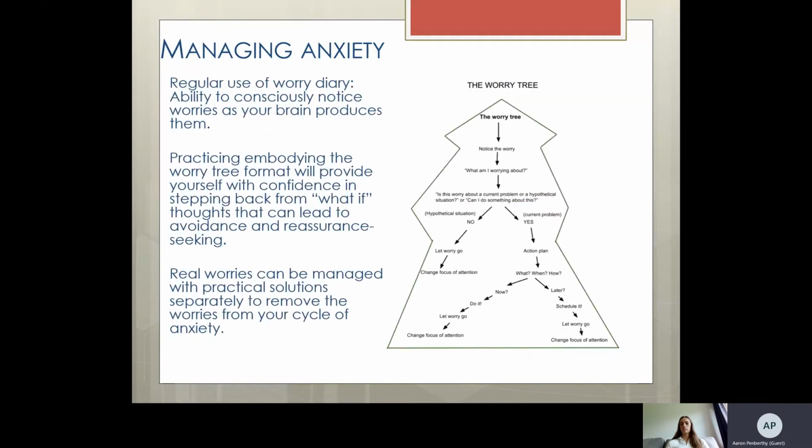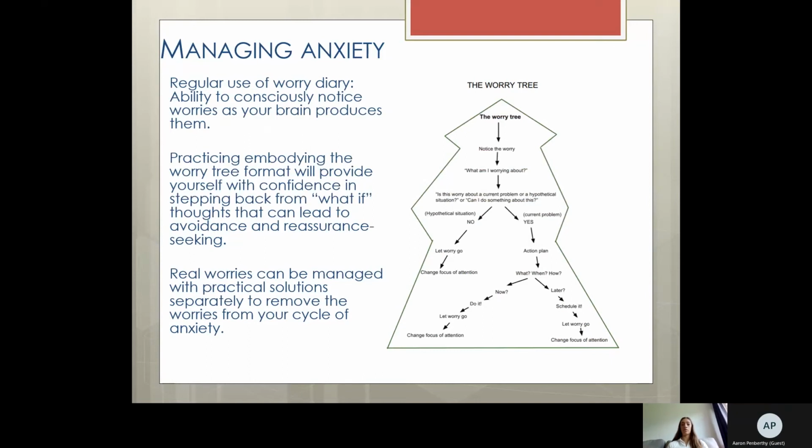And then next, we have the worry tree here. The worry tree is a good way to consciously notice the worries as your brain produces them, and it can tie into using the worry diary to differentiate between whether we can do anything about these worries or whether we can't, and they're hypothetical. So we can look to see, what is it that I'm worrying about? Is it something that I can do something about?